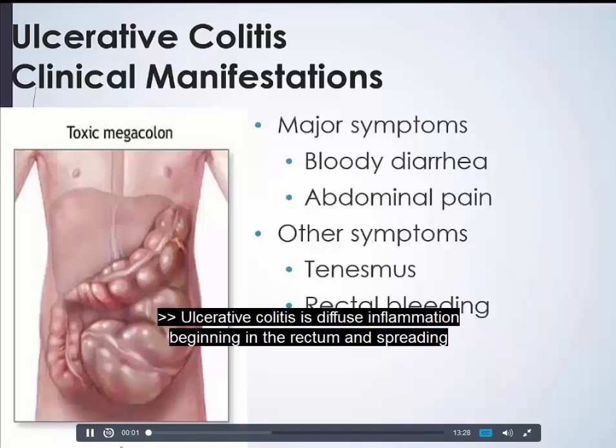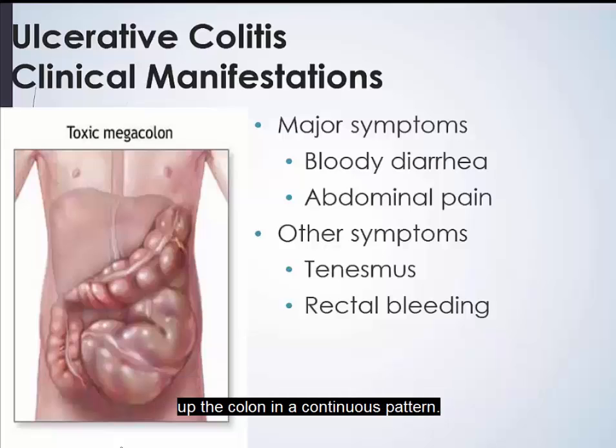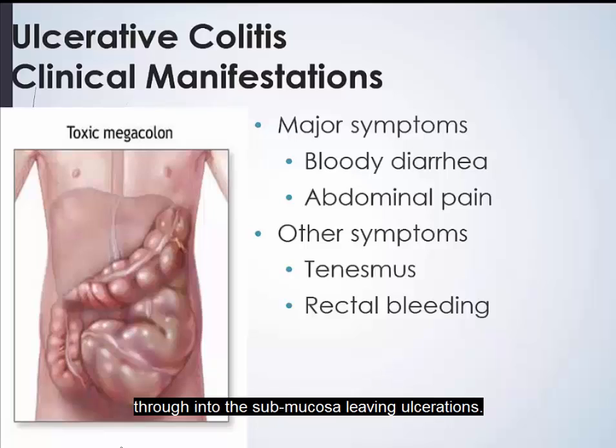Ulcerative colitis is a diffuse inflammation beginning in the rectum and spreading up the colon in a continuous pattern. Inflammation and ulcerations occur in the mucosa and submucosa. Multiple abscesses develop in the intestinal glands, and the abscesses break through into the submucosa, leaving ulcerations.